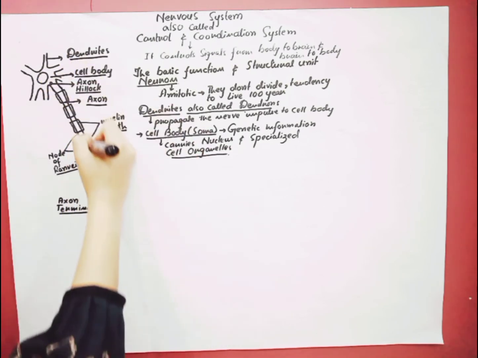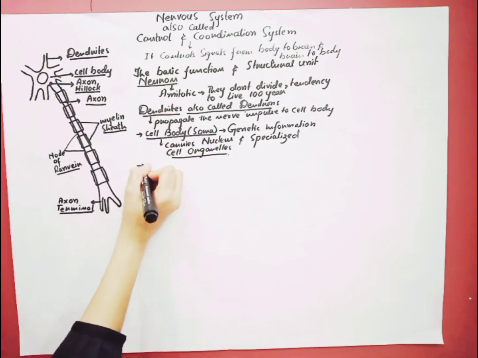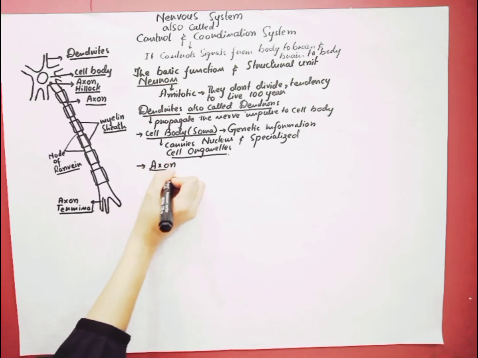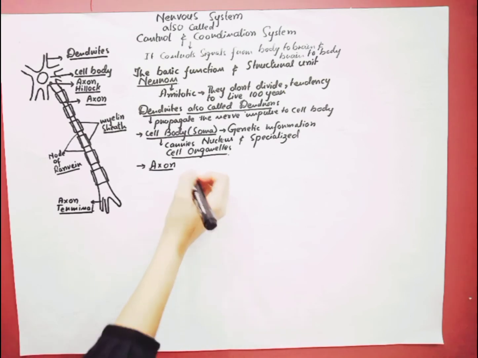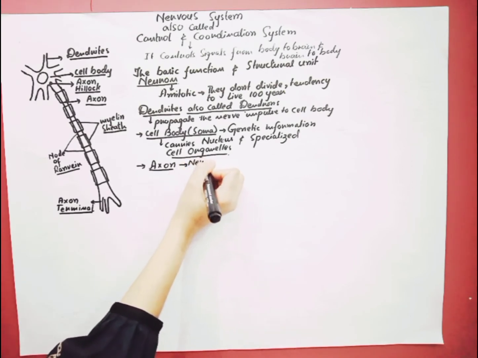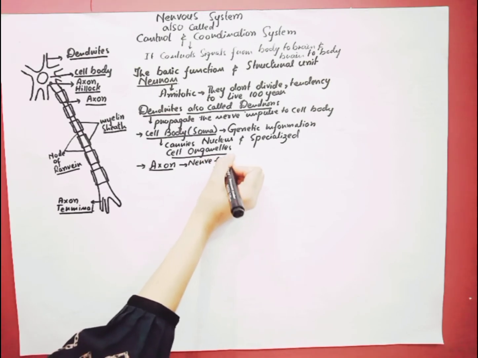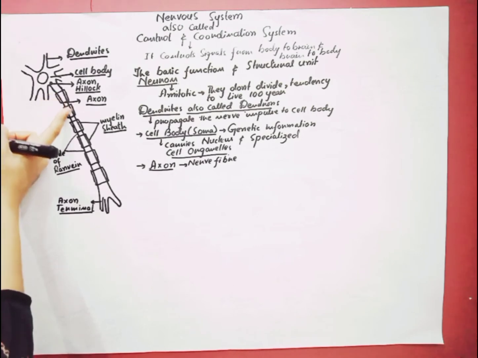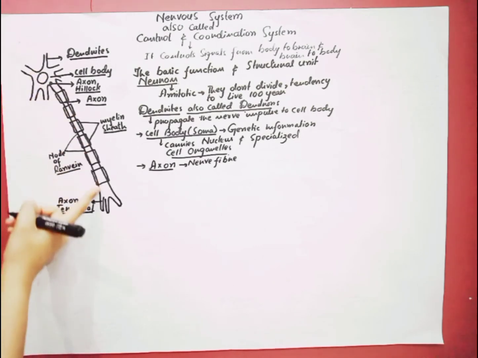Now this long projection axon. The axon of neuron, also called nerve fiber. It carries nerve impulse away from the cell body.